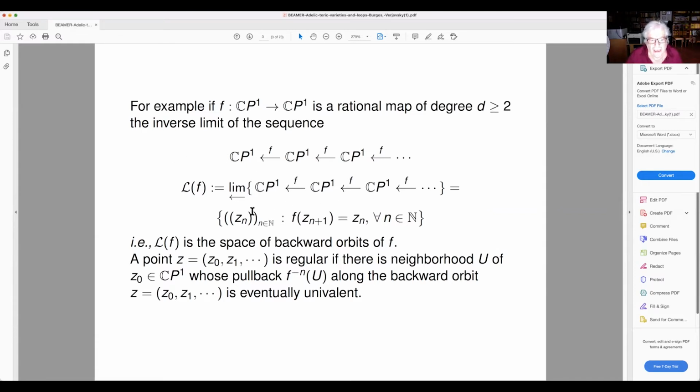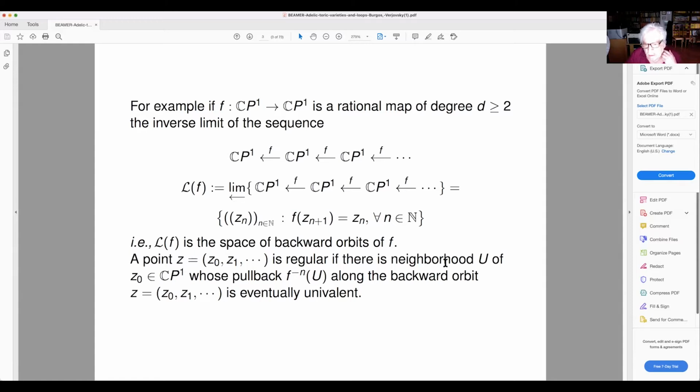And then this inverse limit is the space of sequences in the product of n times the projective line, sequences satisfying this condition. And this is the space of backward orbits of F. And the L is just chosen carefully because L will be a lamination, but it's a singular lamination. So you take a point in this inverse limit, considered as a sequence.